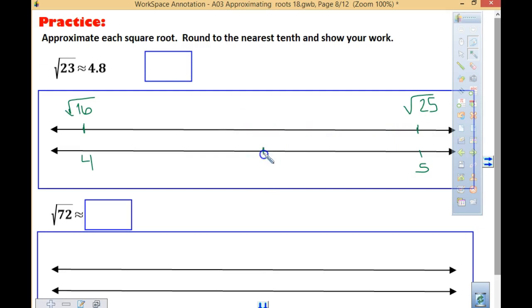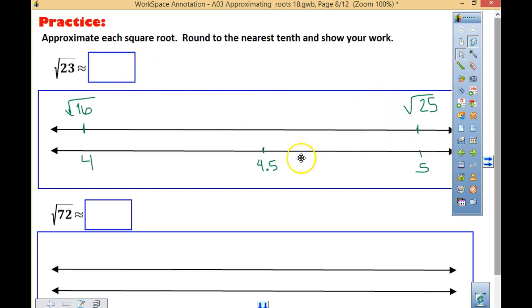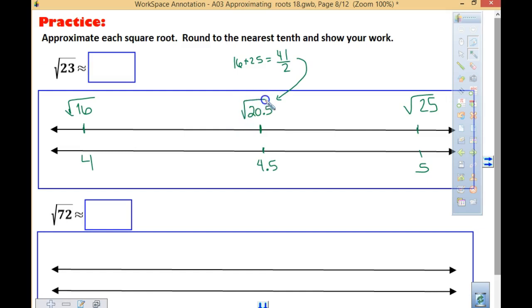This is going to be our halfway point, right? 4.5. So we got 4.5, right? So we now want to look at what this number has to be. So we're going to take 16 plus 25, which gives us how much? 41. Divided by 2 gives us 20.5. Put that underneath the square root symbol, 20.5.